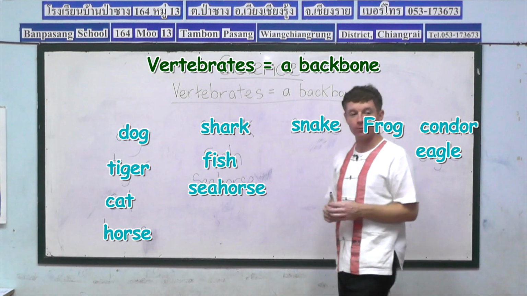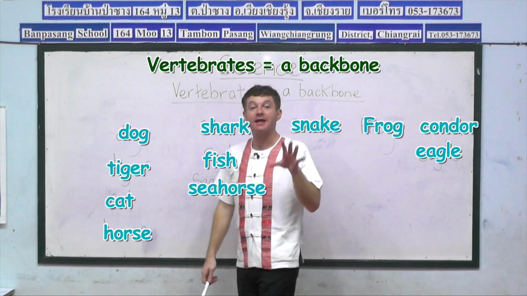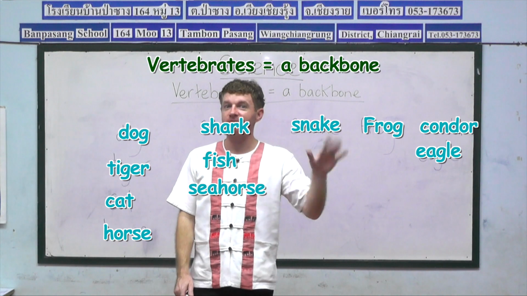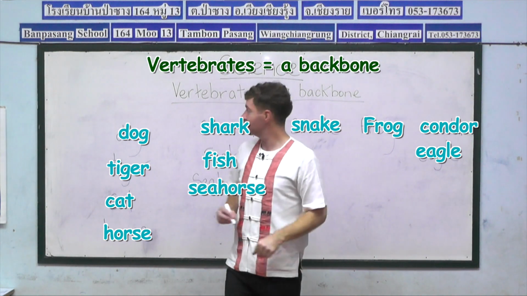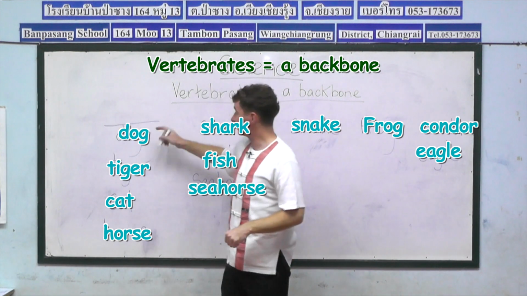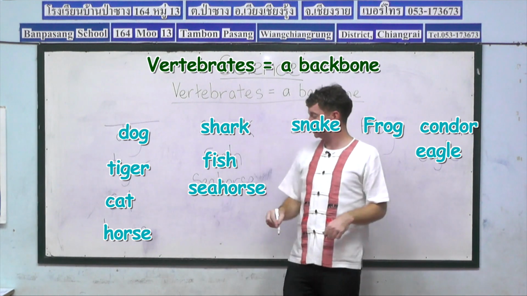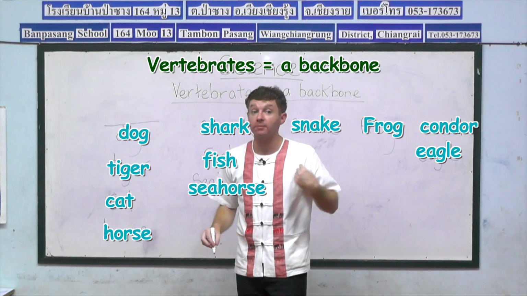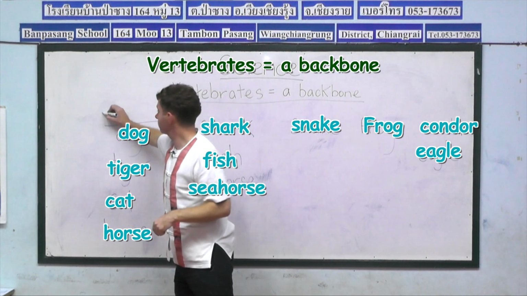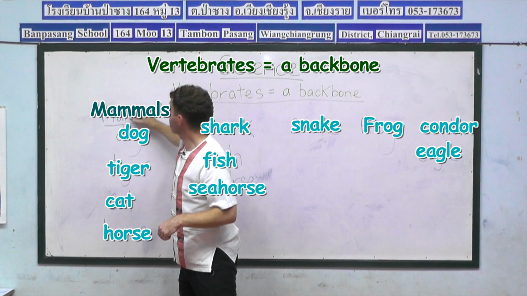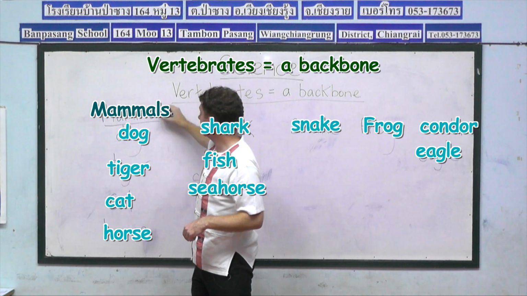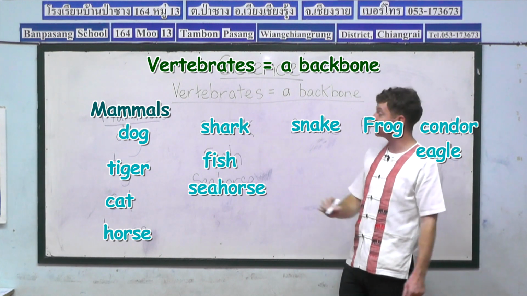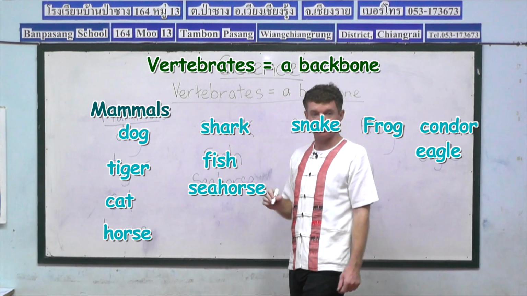Now, you may have noticed the way I've been drawing the animals in particular columns. How many lines do we have, guys? Five. That's because there are five different types of vertebrates. The first column, dog, tiger, cat, and horse, and also the column that we belong to, mammals. Well done, yes. The first column of vertebrates that we learnt about, mammals.